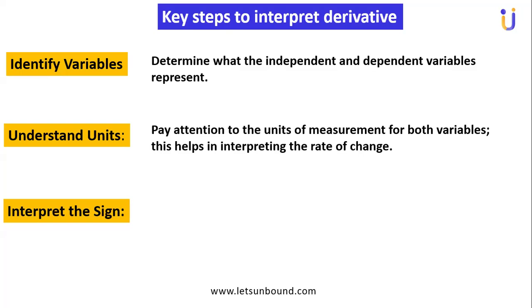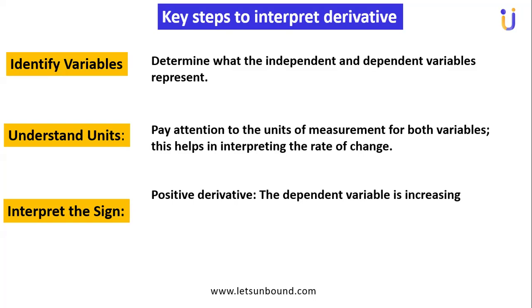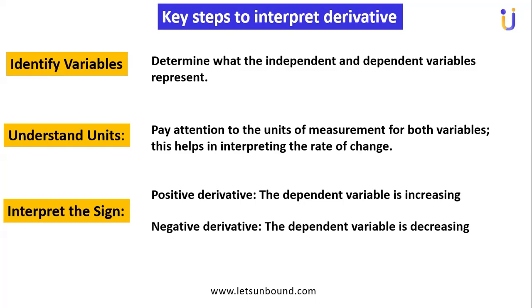Then, interpret the sign. If you are interpreting a derivative at a particular point, you will have some sign. If you get a positive derivative, the dependent variable is increasing. And if you get a negative derivative, the dependent variable is decreasing, right? After finding all this, describe your answer in words, in that context. We should not say the dependent variable is positive, so it is increasing because we have a positive derivative. This won't work. We have to describe in words, and that requires a little practice.